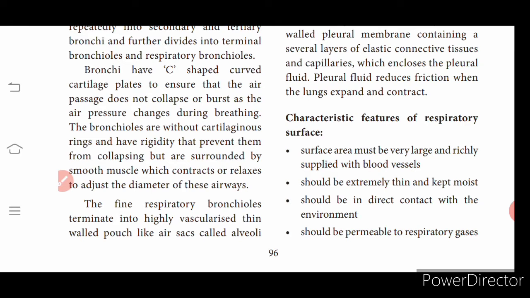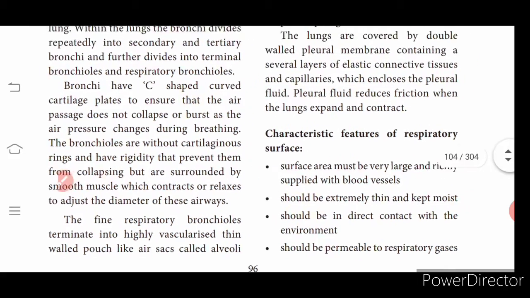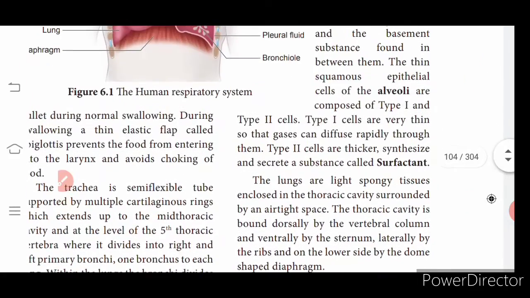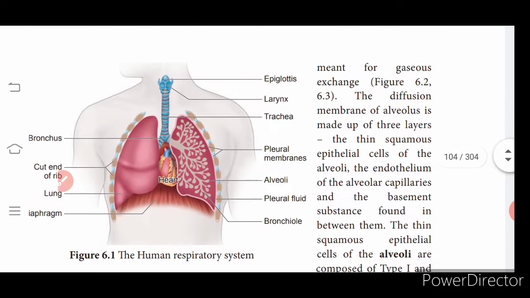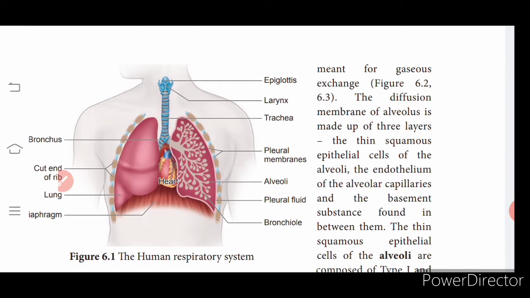The fine respiratory bronchioles terminate at highly vascularized sacs called alveoli. What did I tell you for vascularized? It is richly supplied with blood. Why is it richly supplied with blood? Once we breathe in, the oxygen should reach the blood. To make it available to the blood easily, the alveoli are richly supplied with blood. So it is described as highly vascularized.